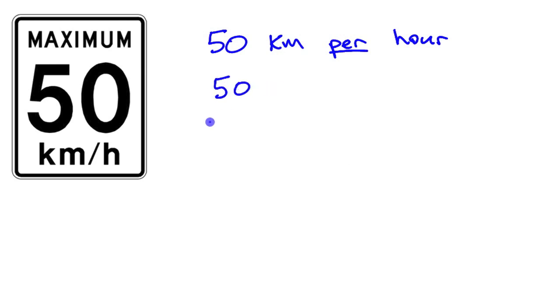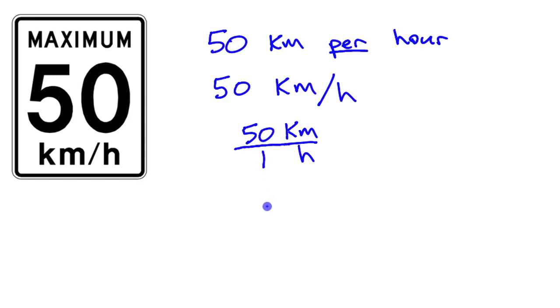Other ways to write it are more like it is in the sign here. 50 kilometers with that diagonal slash and an H. Or you could even write it as a fraction, the units. 50 kilometers per hour like that. Now what you're really saying is you're saying 50 kilometers per 1 hour. Every 1 hour you'll travel 50 kilometers. That's an example of a rate. It's a comparison of two quantities.